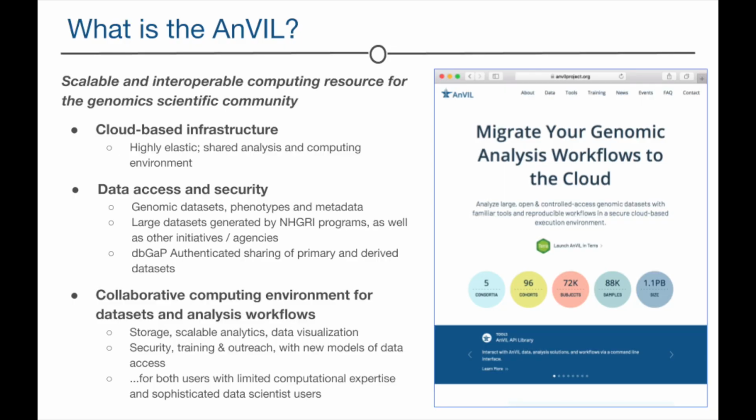AnVIL is a scalable and interoperable computing resource for the genomics community. It uses a cloud-based infrastructure so that it is highly elastic, supporting shared analysis and large-scale computing over even the largest data sets. Through this infrastructure, we have strong capabilities for data access and security, including the ability to share and analyze protected data sets using dbGaP credentials.